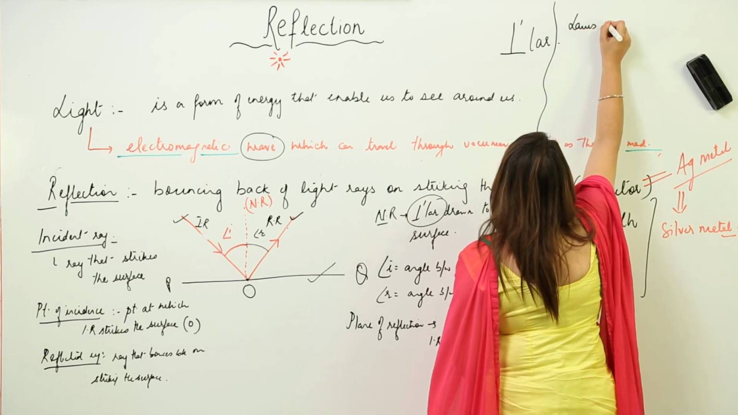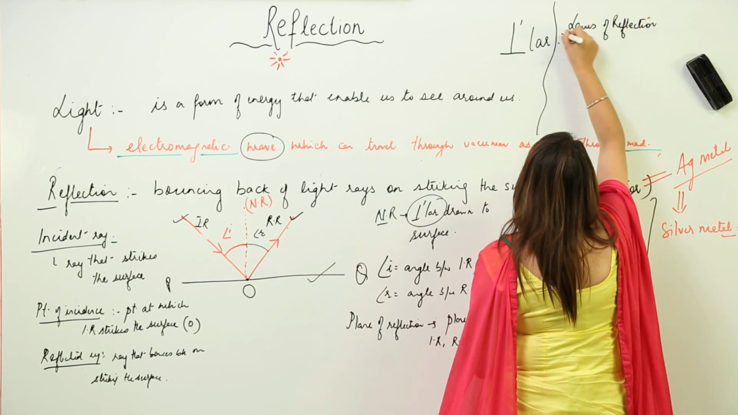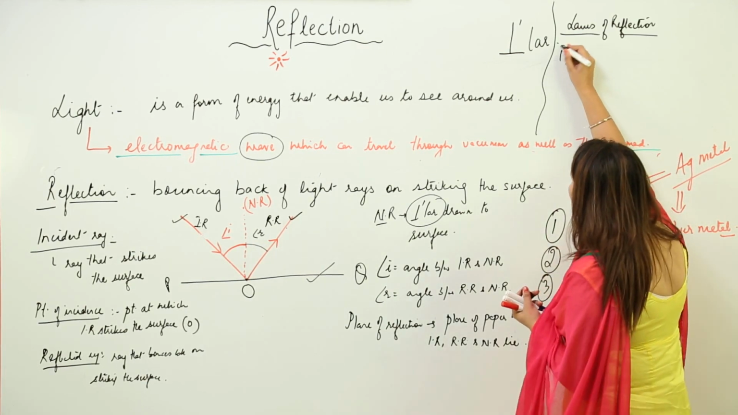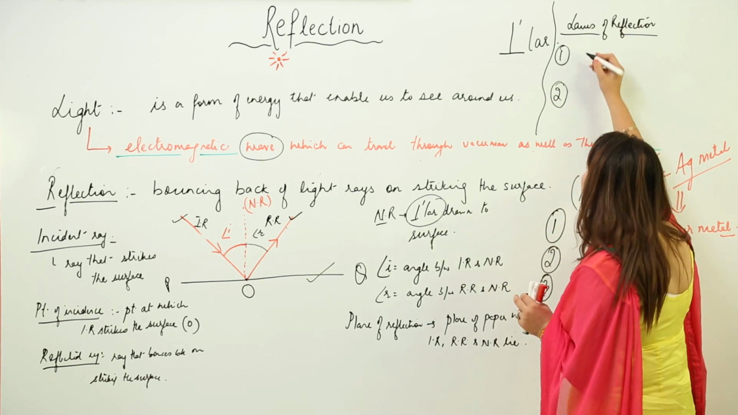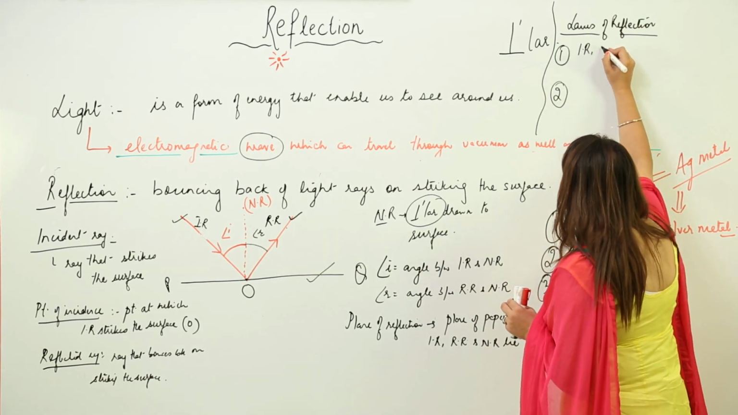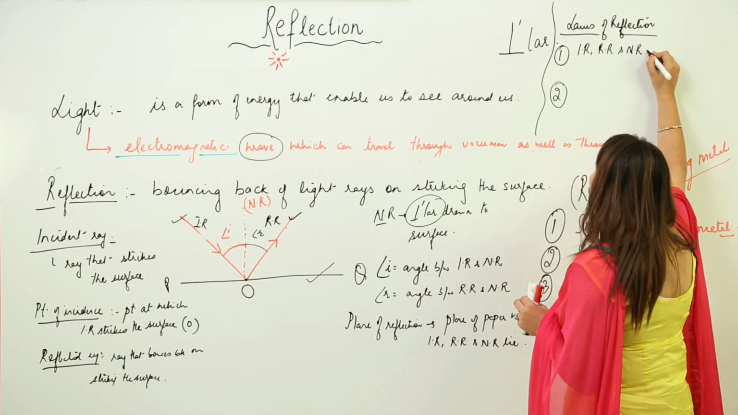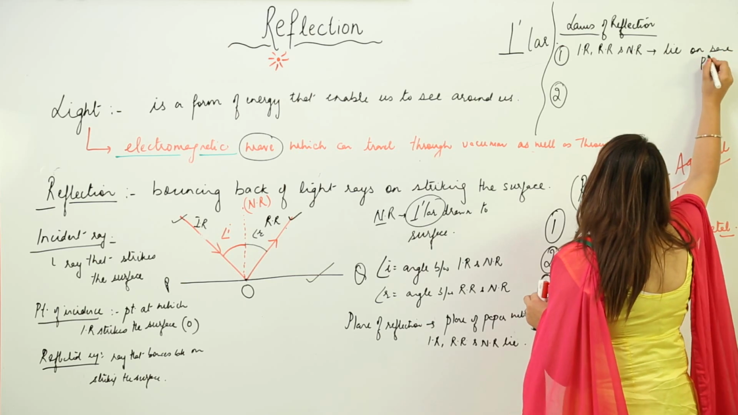So what kind of observation do you see from any surface where reflection is occurring? We see that we always see these two kinds of things. So there are two laws of reflection. One is that the incident ray, reflected ray and normal ray are all going to lie on the same plane.